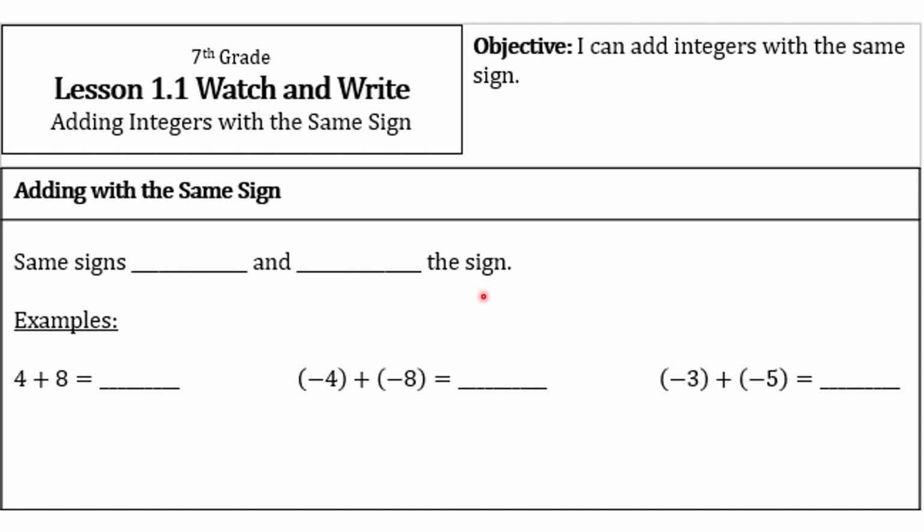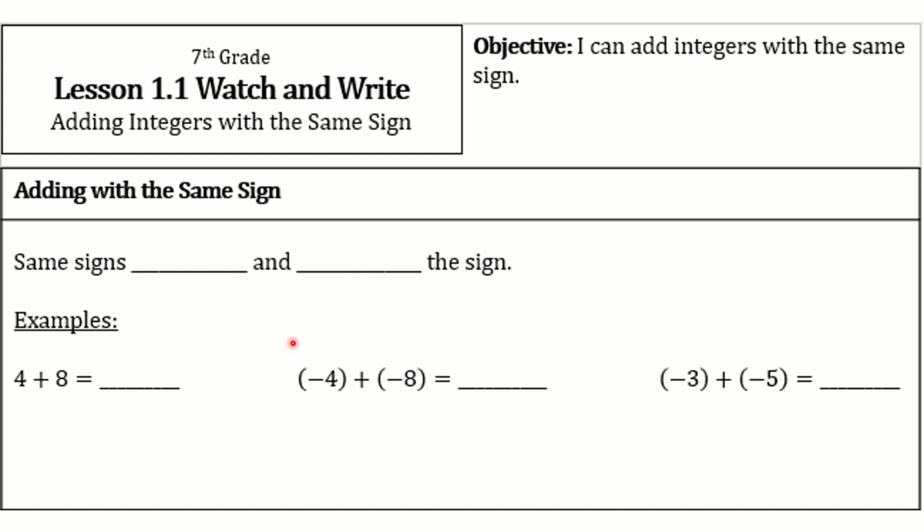By same sign, we mean we are going to be adding numbers that are either all positive, like this down here, positive 4 and positive 8, or all negative, negative 4 and negative 8. Notice both numbers in the problem have the same sign, either all positive or all negative.